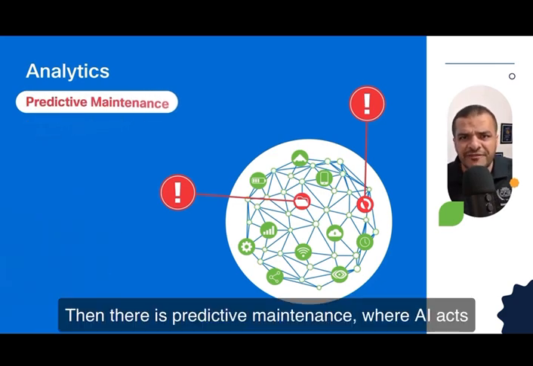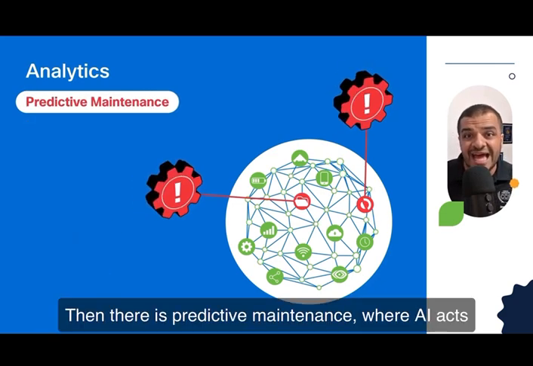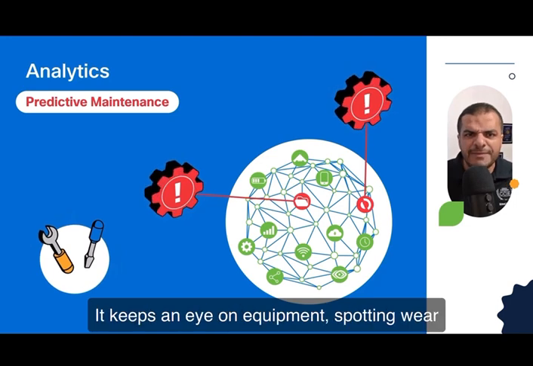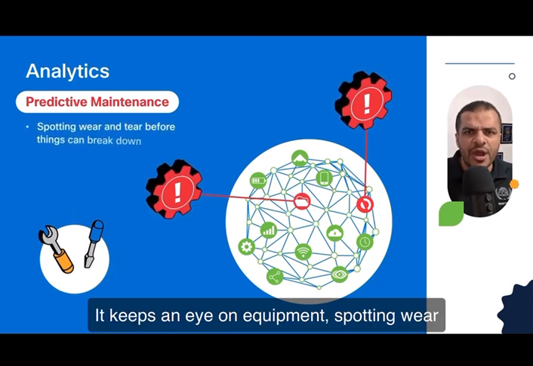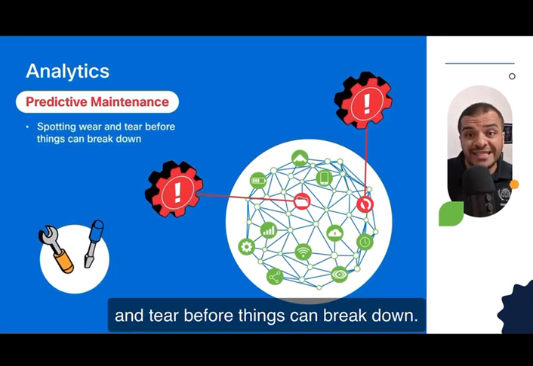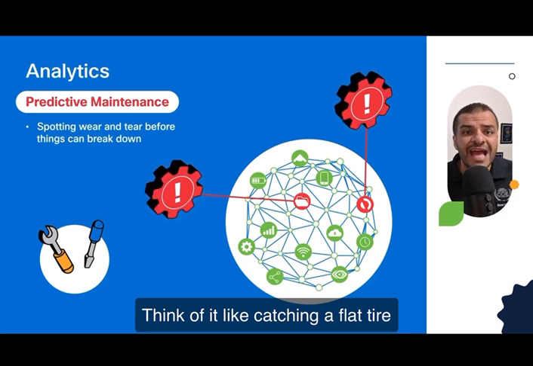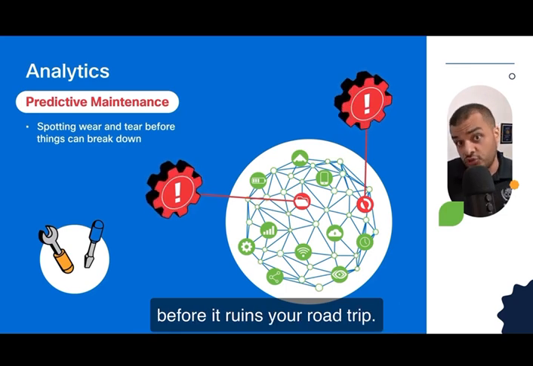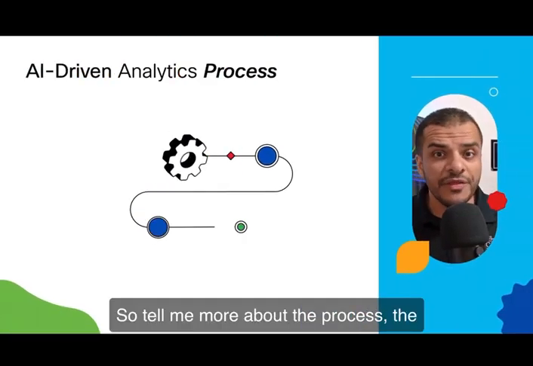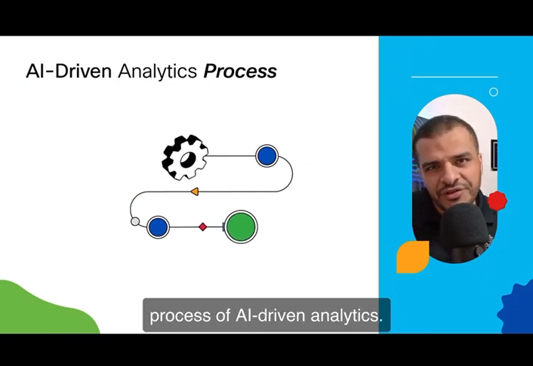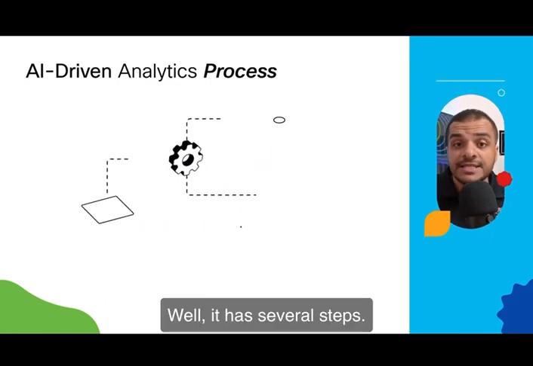Then there is predictive maintenance, where AI acts like a high-tech mechanic. It keeps an eye on equipment, spotting wear and tear before things can break down. Think of it like catching a flat tire before it ruins your road trip. So tell me more about the process of AI-driven analytics. Well, it has several steps.